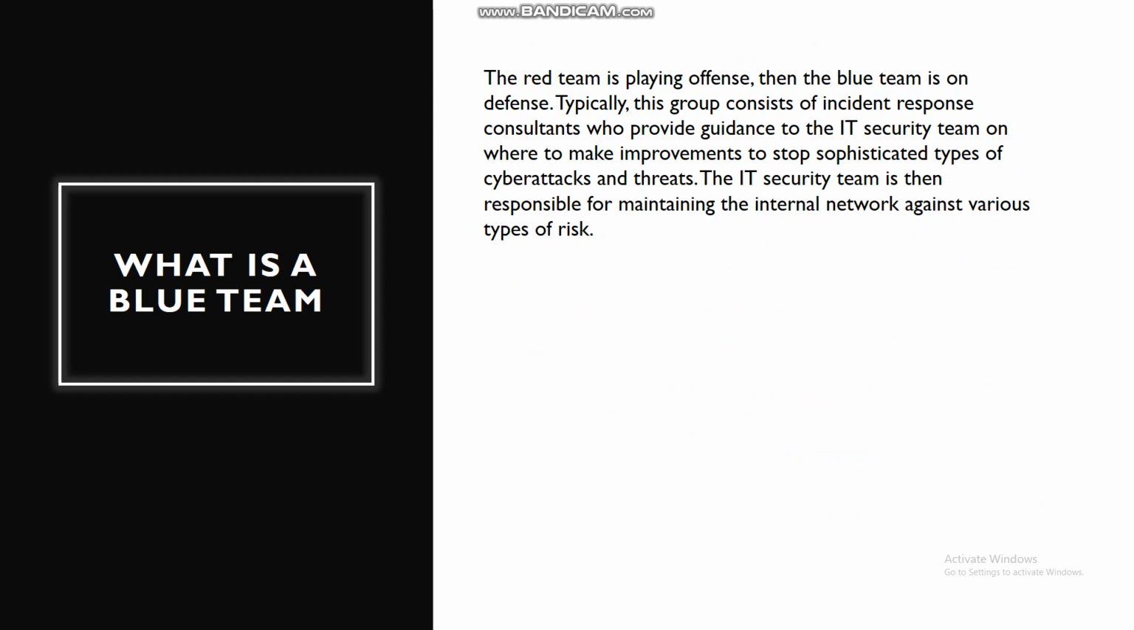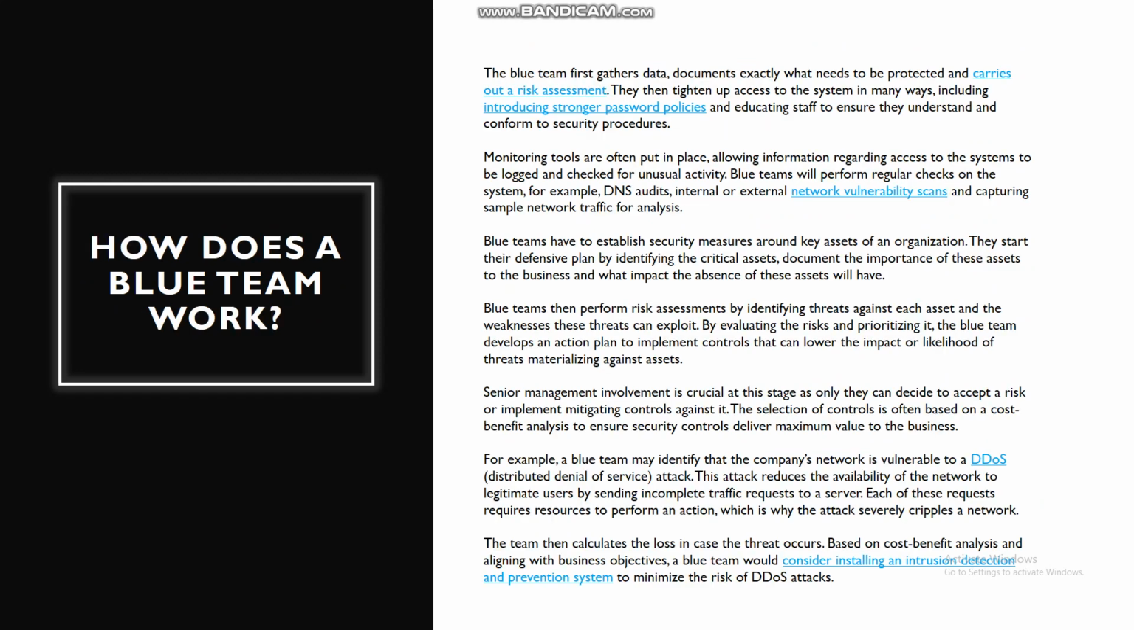What is blue team? Blue team is opposite to red team. Blue team defends against and responds to the red team attack. In IT security, the team works to make improvements to stop sophisticated types of cyber attack threats. The IT security team is then responsible for maintaining the internal network against various types of risks. So blue team is the opposite of red team. They basically defend against the attacks. Let's move to the next slide.